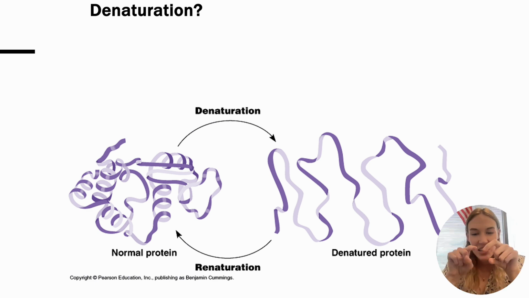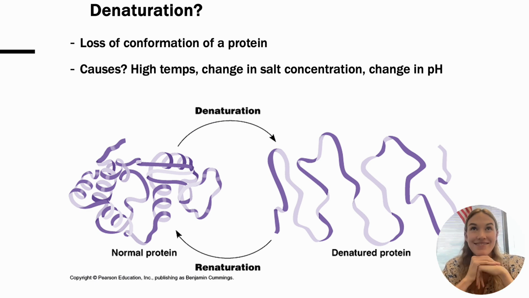But denaturation is where if you subject a protein to conditions that it doesn't like, something like a higher temperature, changes in salt concentration, changes in pH, then it will unfold. It doesn't like that. So it'll unfold, and it's very hard to renature.